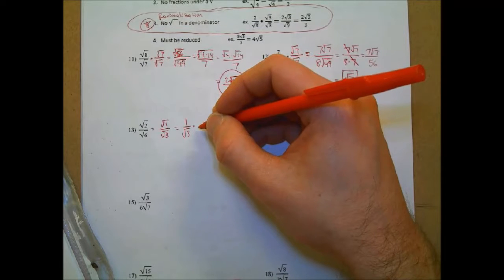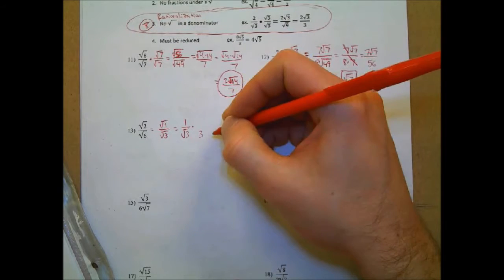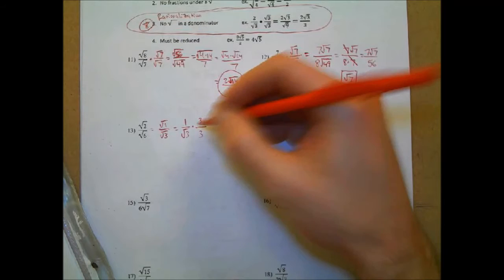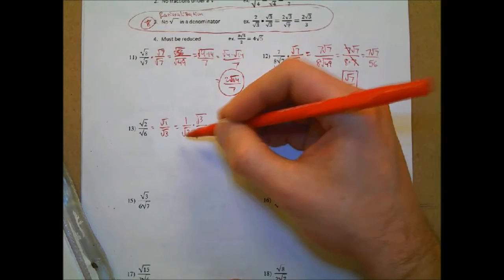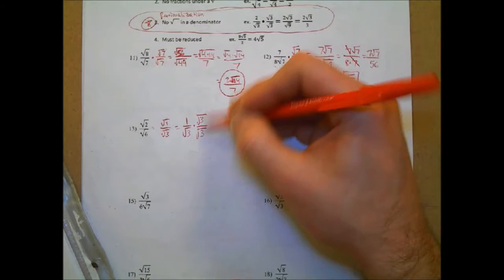Close. 1 over 3, 3 over 3, okay. Nope. Root 3 over root 3. So you multiply this by itself over here, but it's really multiplying by 1, right? Because that simplifies to 1.